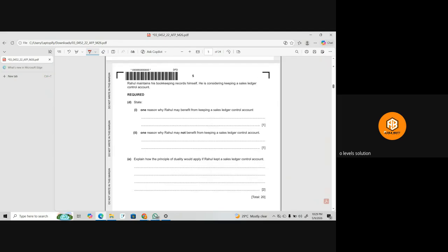ठीक है, उसके बाद राहुल मेंटेन हिज बुक कीपिंग रिकॉर्ड्स हिमसेल्फ, ही इज कंसीडरिंग कीपिंग अ सेल एज अ कंट्रोल अकाउंट। वन रीजन व्हाई राहुल मे बेनिफिट फ्रॉम कीपिंग सेल एज अ कंट्रोल अकाउंट। अच्छा, उसको बेनिफिट मिल सकता है कि दिस विल हेल्प हिम टू चेक द एक्यूरेसी बाय comparing control accounts with the sale ledger totals.